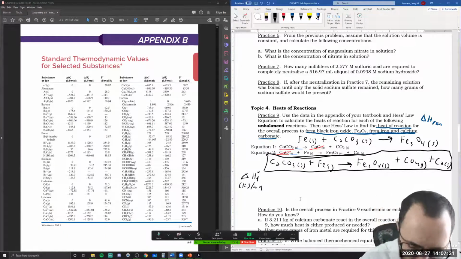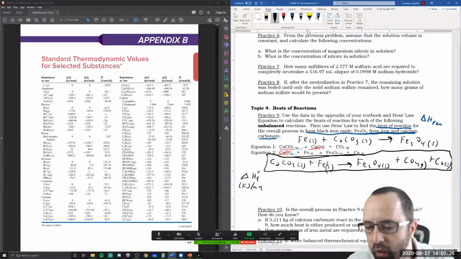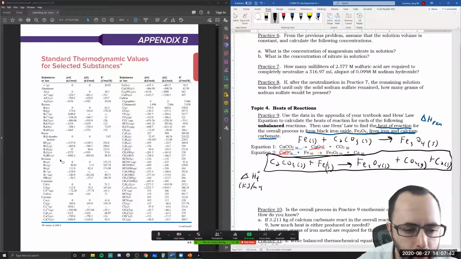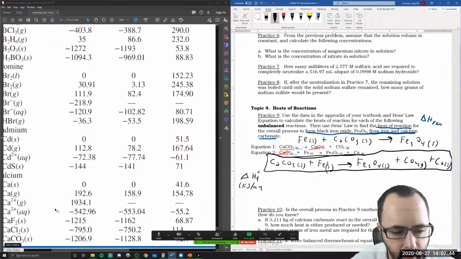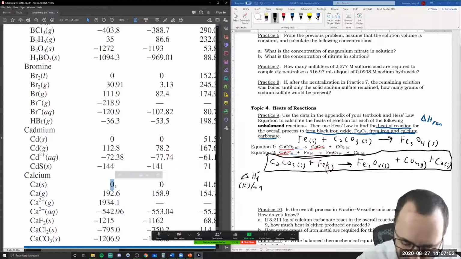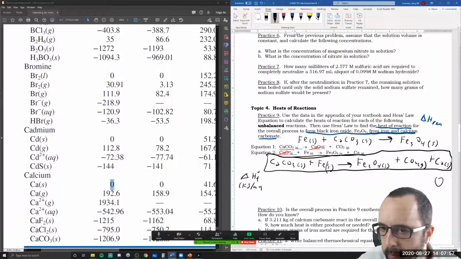Now, one thing that's important for you to keep in mind is that delta H of formation, and we'll talk about this more when we get into the thermodynamics chapter late in the course, the delta H of formation of any element in its standard state is 0. So if we were going to look this up, for example, for calcium right here, we see calcium is right down in here, and we see that the delta H of formation right here for calcium is 0. That's true for all elements in their standard states. So it's going to be 0 for the calcium.